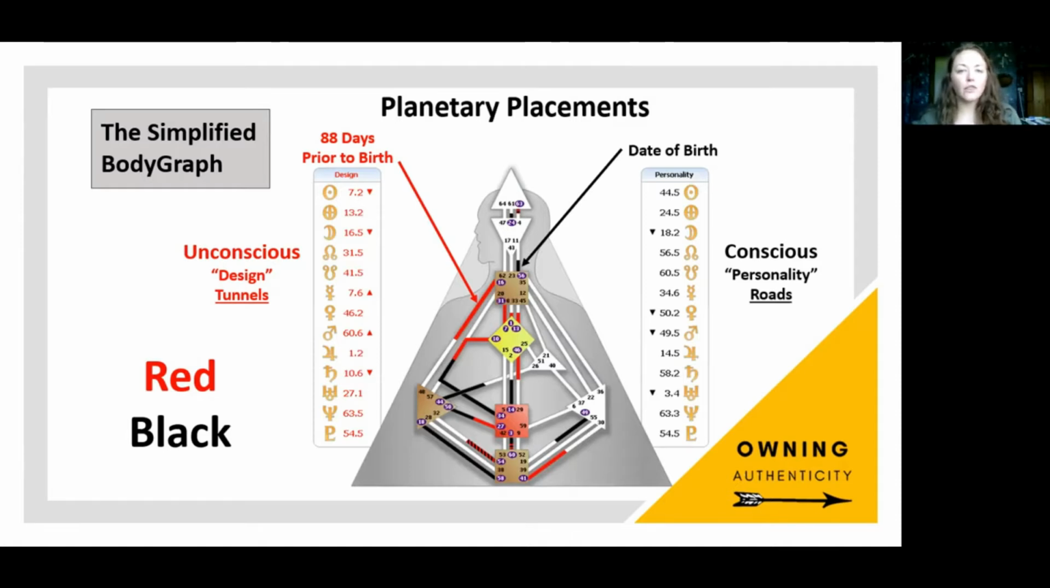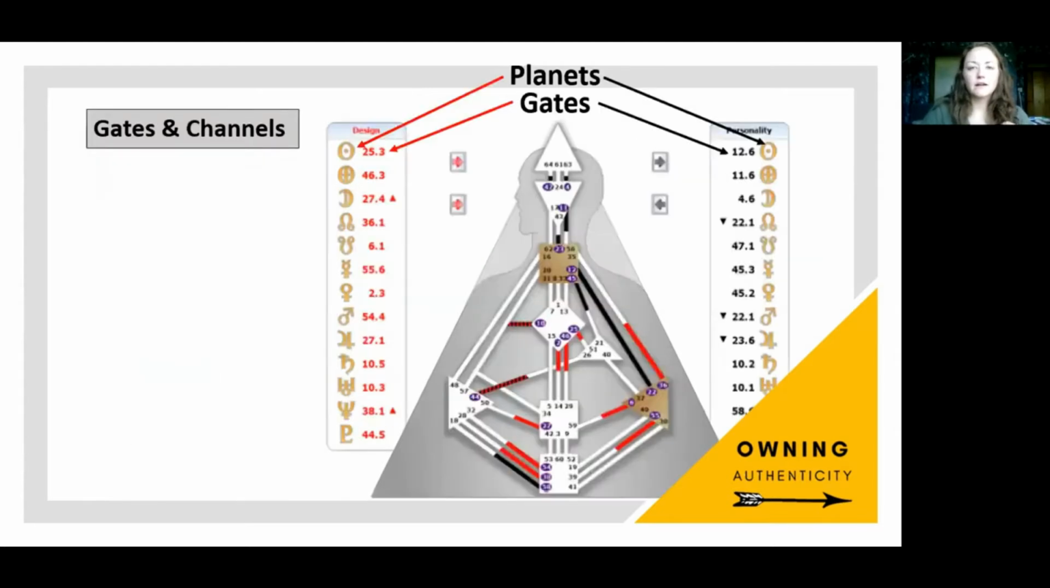As you read about those design placements and those gates activated by the planetary placements 88 days prior to your birth, just know that those are tunnels. Those are going to be subconscious traits within you that may or may not resonate, as far as whether you consciously understand that about yourself. If you've done a lot of work on self-awareness and understanding who you really are and your authentic self, then you probably will recognize these design themes the same as you do your personality. So just keep that in mind. And I was going to say something else there. I'm sure it'll come back to me when it's right.